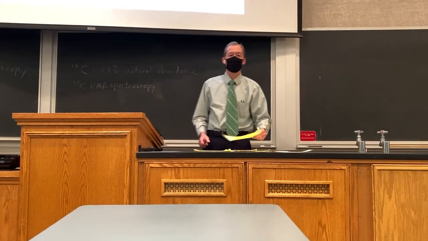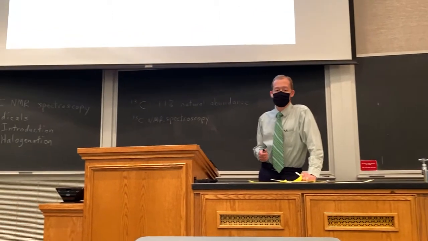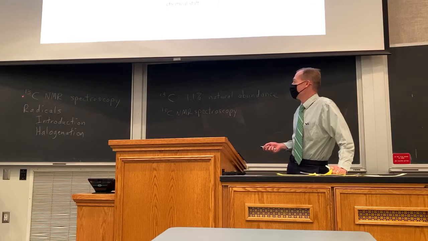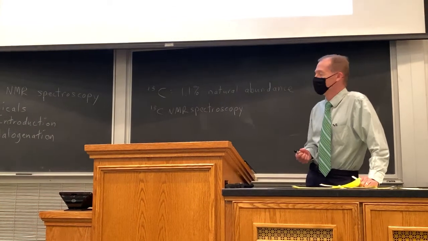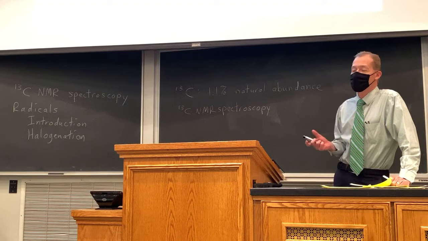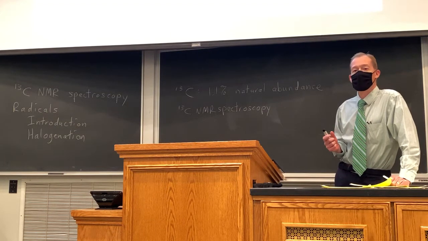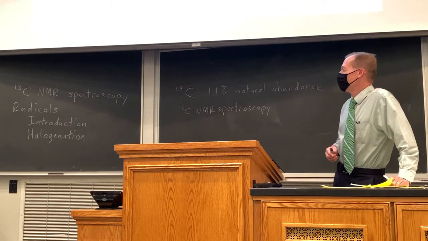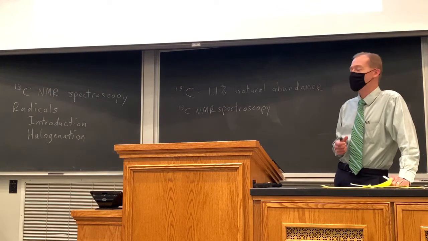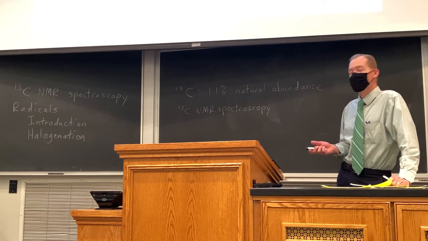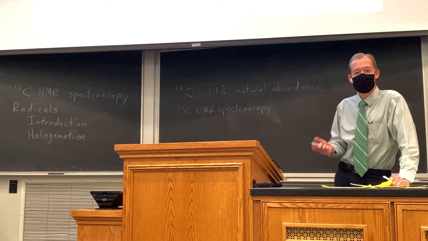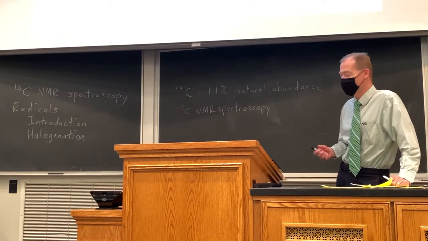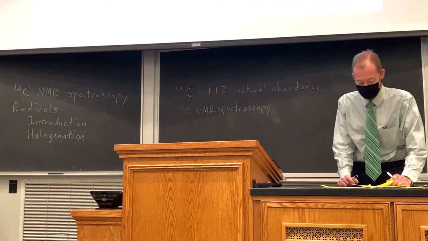Okay, so in today's lecture, we are going to finish our discussion of NMR spectroscopy by focusing on C13 NMR. We'll talk about how it differs from proton NMR and what it is most useful for in terms of determining structures. Then we'll start chapter 15, our final chapter on radicals. We will introduce radicals, talk about characteristics of radicals, and then we'll start talking about radical reactions. The first one we'll cover is the halogenation reaction.